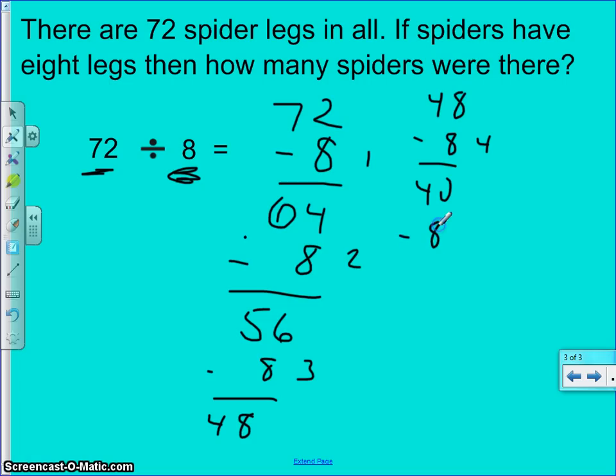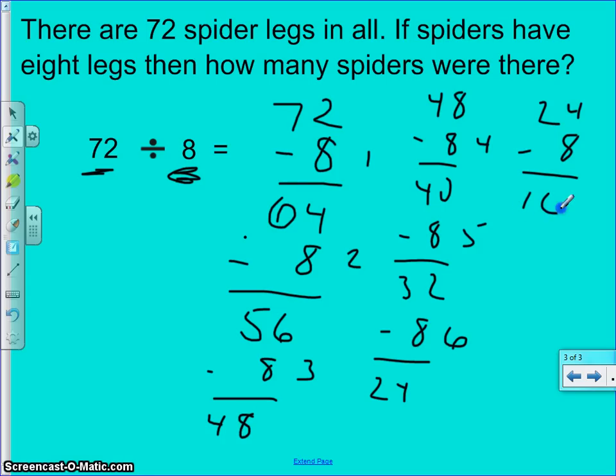Then 40 minus 8 is 32. That was my fifth time that I subtracted 8. 32 minus 8 is going to give me 24. That was my sixth time. I'm going to take 24 and I subtract 8, and that's going to give me 16. That was my seventh time. So now I'm going to take 16 and subtract 8 again. That's going to give me 8. That was my eighth time. And then I subtract 8 again. That's going to finally give me 0. And that was my ninth time.